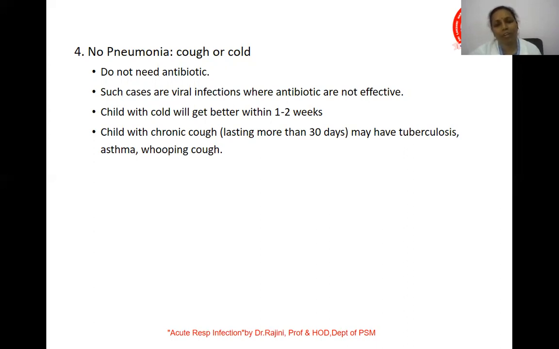A child with a chronic cough has to be tested. If it lasts for more than 30 days, then you have to check whether the child has tuberculosis. So go for acid fast bacilli sputum examination, and find out whether the child has asthma or whooping cough.